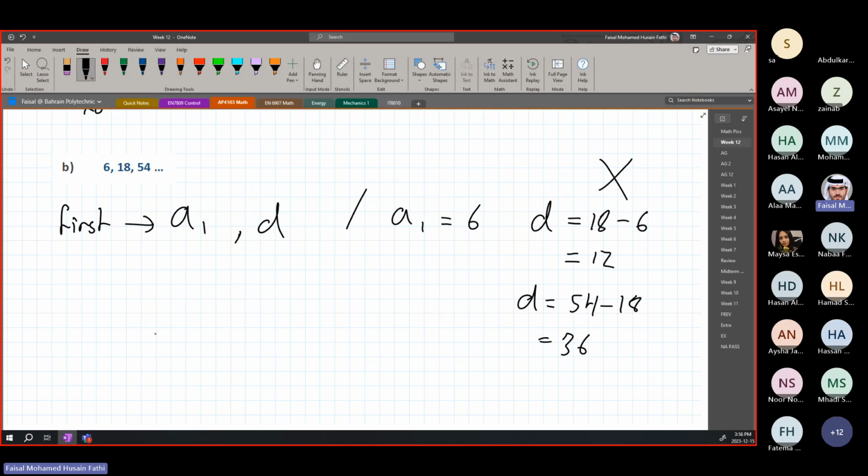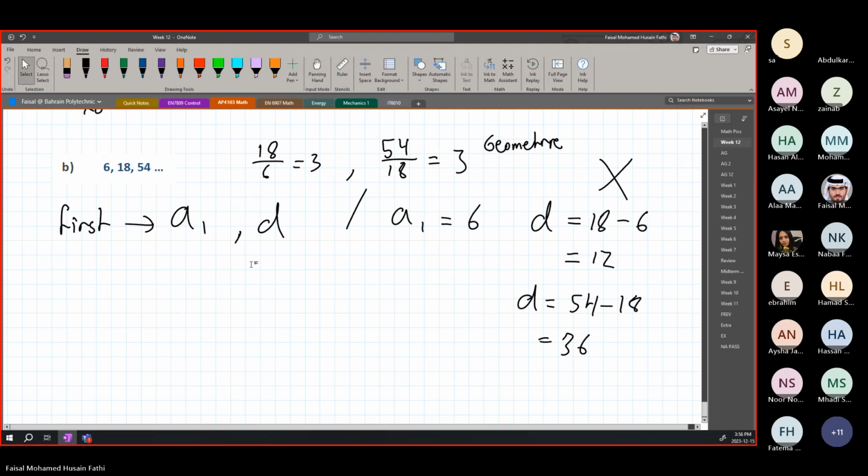So you get the idea. So how do you know if it's a geometric sequence or not? Instead of subtracting, you divide. So you do 18 divided by 6, which is equal to 3. And then you do 54 divided by 18, which is also, I think, equal to 3 if I'm not wrong. Yep. So you know that this is a geometric sequence. Okay.